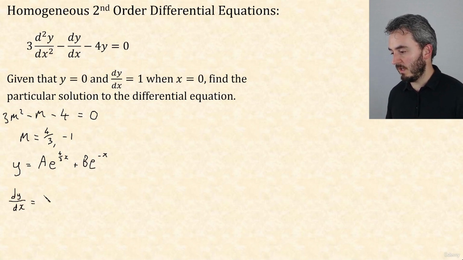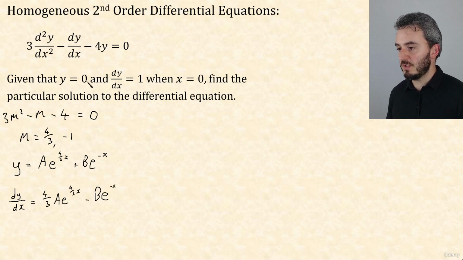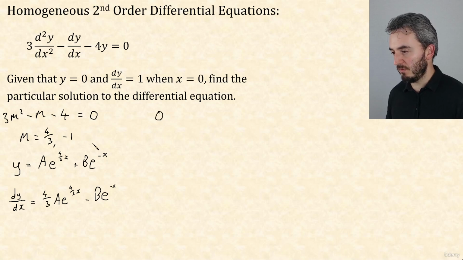dy by dx here is 4/3 a e to the 4/3 x, and then minus b e to the minus x. So using this first one, y equals 0 when x is 0. That's going to give me 0 equals a e to the 0, so that's just a, plus b e to the 0, and that's just b. So a plus b is 0.